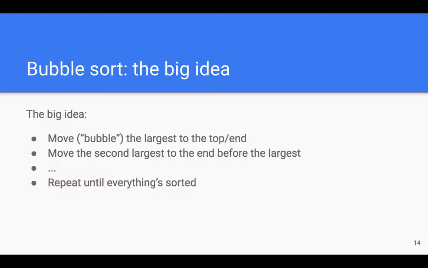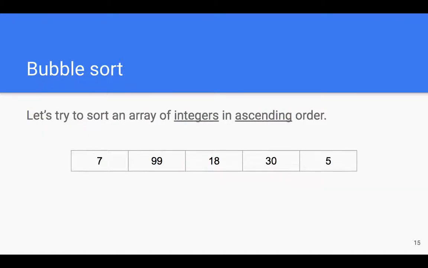And then you repeat that. You find the third largest, and then move it right before the second largest, and so on and so forth until everything is sorted. So that's basically the idea. Let's look at an example and see how it works. In this example, we are sorting integers. Oh, it's not an array, I'm sorry. We're sorting a list of integers in ascending order. So at the end of the day, we want the smallest one to be at the beginning and the largest to be at the end.